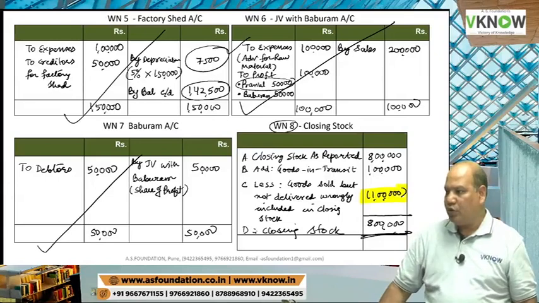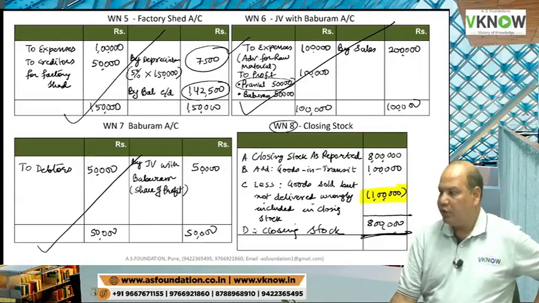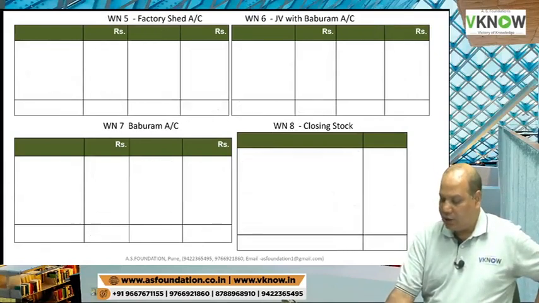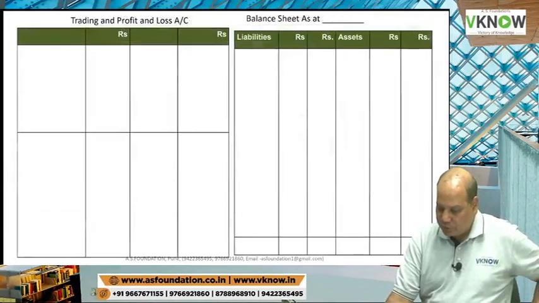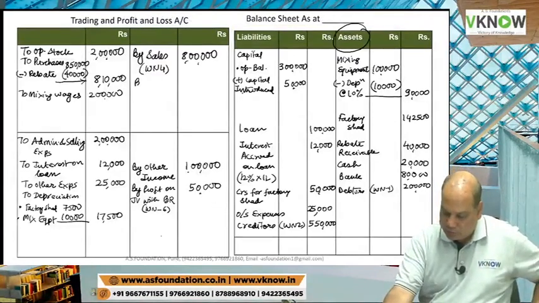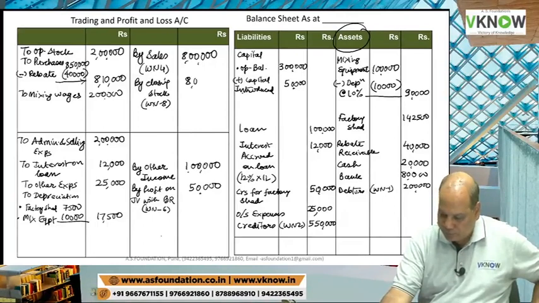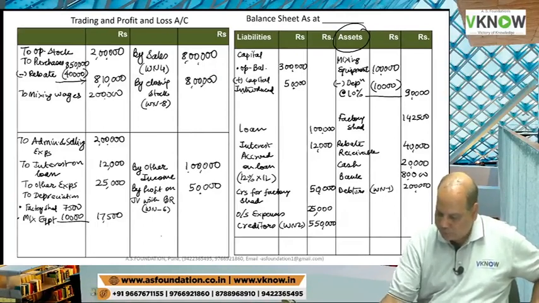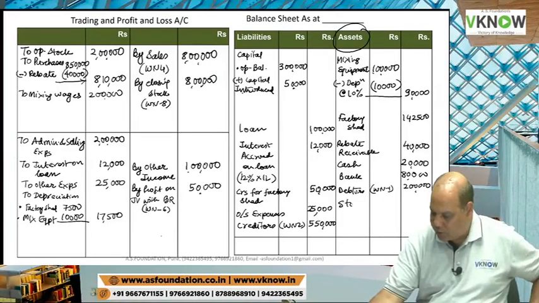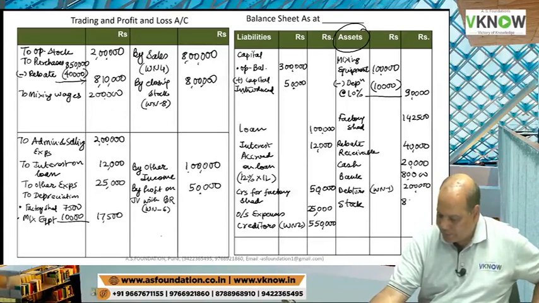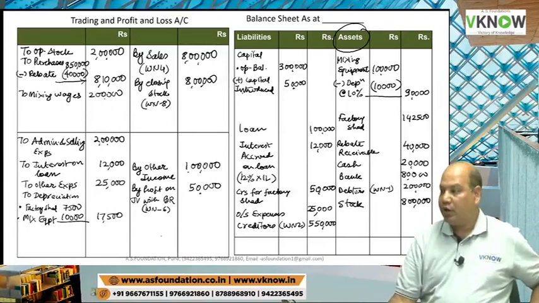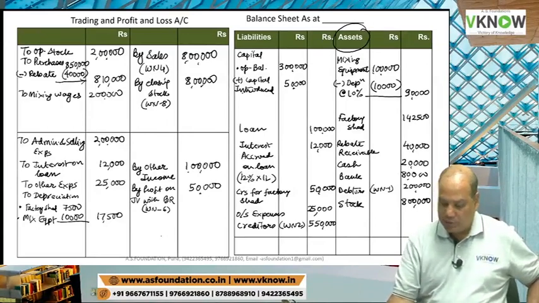Therefore closing stock is 8 plus 1 minus 1, 8 lakh. 8 lakh is the closing stock. So I will come to trading account, by closing stock, working note 8, 8 lakh. On the asset side, write down stock 8 lakh.